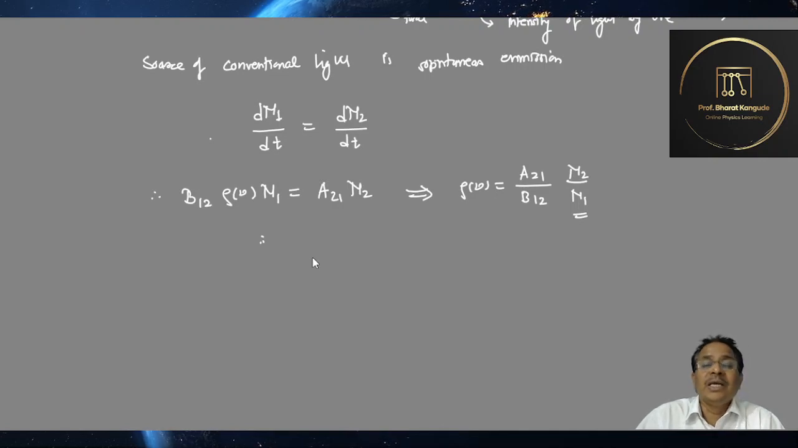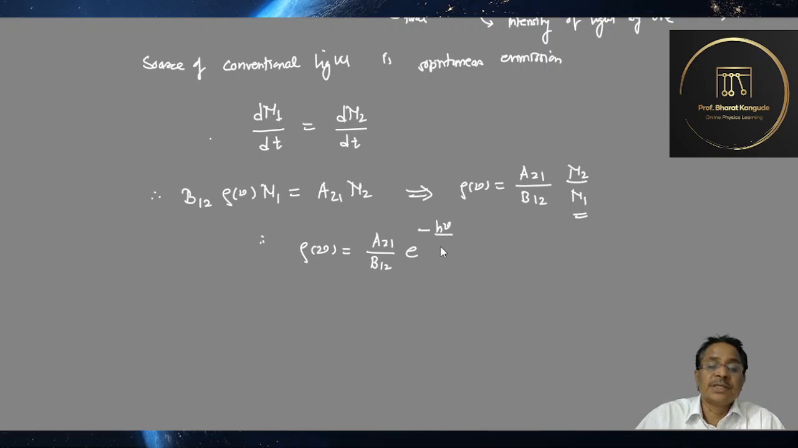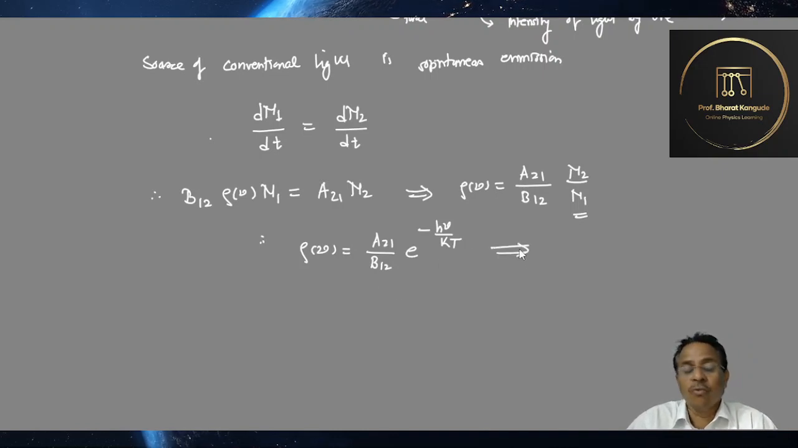h nu upon kT. So therefore this rho nu is given by this coefficient A21 upon B12 into e raised to minus h nu upon kT. So I can write this particular relation. Remember, the same relation is found in Planck's radiation law, where we also get a similar type of relationship with e raised to h nu upon kT. And this factor here, A21 upon B12, may be something different.